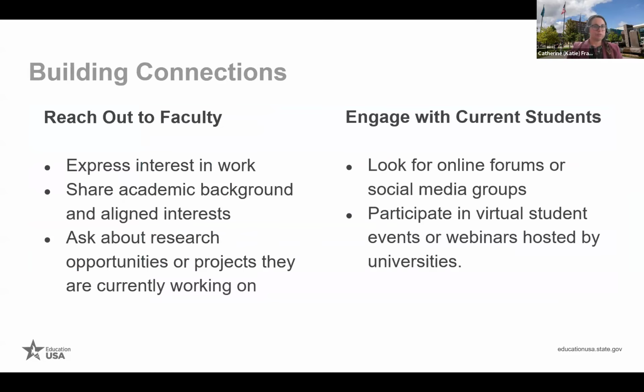And when you build connections, there are some things to keep in mind. When you reach out to faculty specifically, you want to first express interest in their work. That means you have to research their work and find out what they're doing. This is especially true for graduate students. You'd want to share your academic background, any aligned interests that you might have, maybe a specific article that you read. And then you'd want to ask about a specific research opportunity or scholarship or assistantship or a project that they're currently working on, and show that you're interested in maybe helping with that.